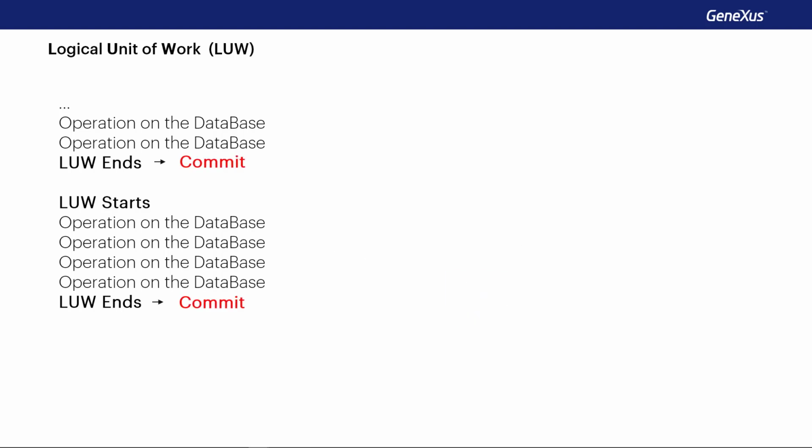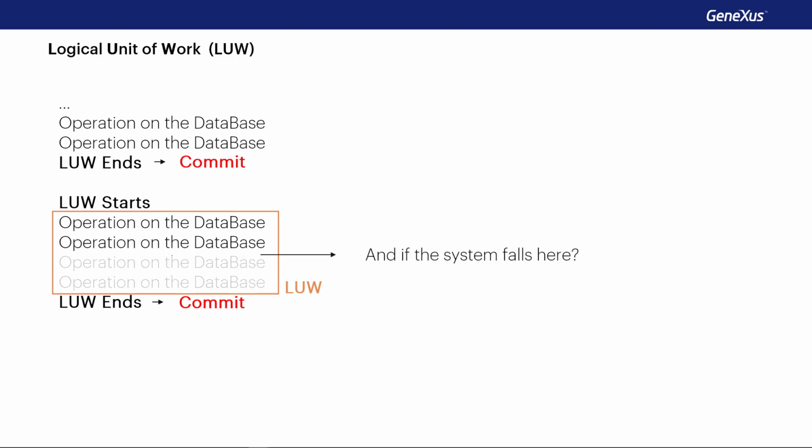The commit command determines the end of an LUW. Thus, an LUW is defined by the operations performed between 2 commits. If the system fails where it's indicated, the 2 operations performed after the last commit, which are the operations pending commit, are undone by the automatic rollback, performed by the DBMS when it recovers from the failure. That is to say, since not all the operations that make up the LUW have been performed, those that have been partially performed are undone or reversed.